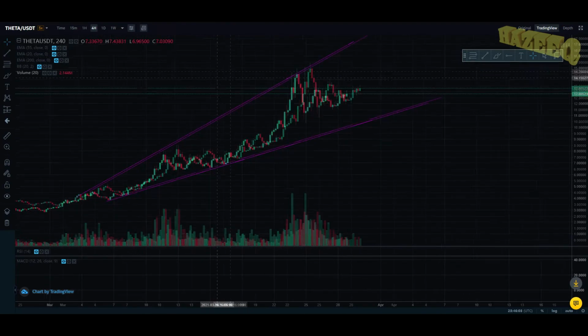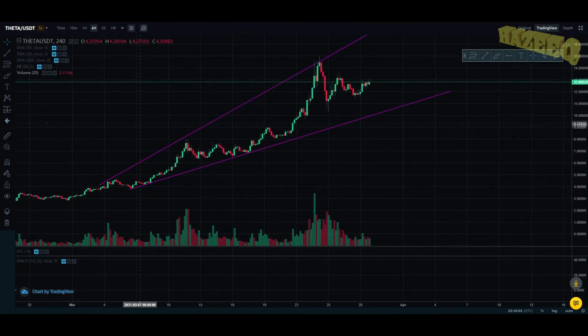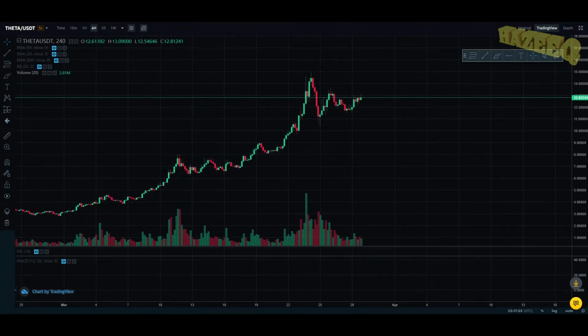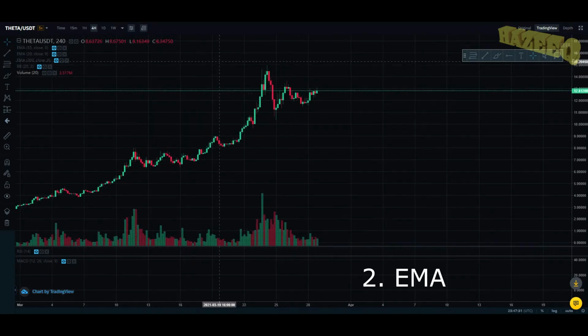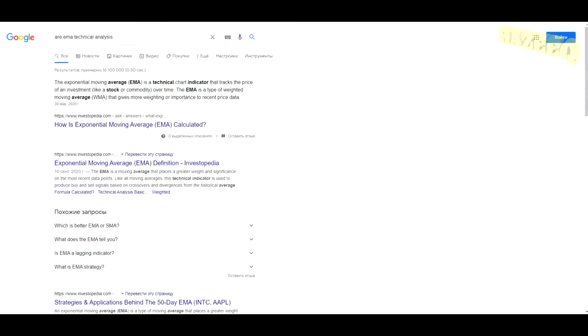So now we are going to jump to exponential moving averages. So next up, we are taking a look at the exponential moving averages. Now, I do use three exponential moving averages while I'm taking a look at charts. And just so you're not confused, the exponential moving average, EMA, is a technical chart indicator that tracks the price of an investment over time. The EMA is a type of weighted moving average that gives more weighting of importance to recent price data.